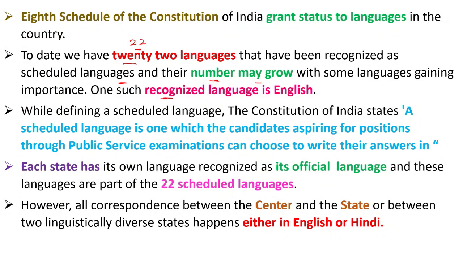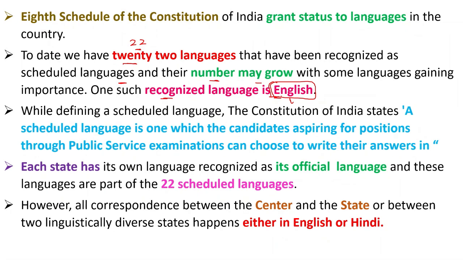One such recognized language is English. Among these, one of the languages, which one? English is also there. So this is not our language, even though it has become an official language, an associate official language of India. It means it has gained importance in our country.